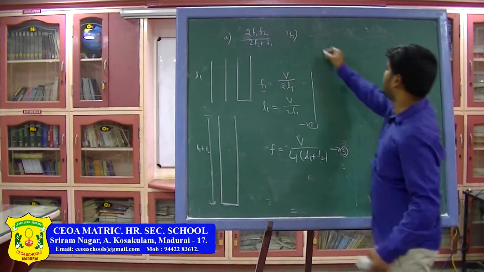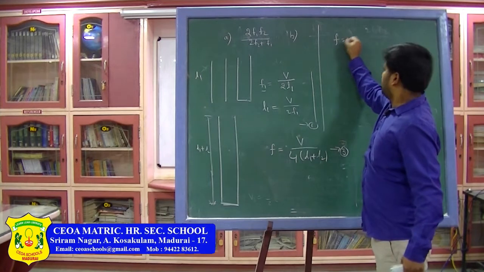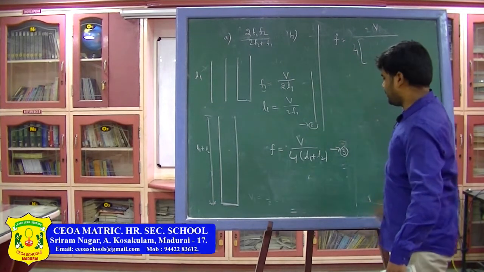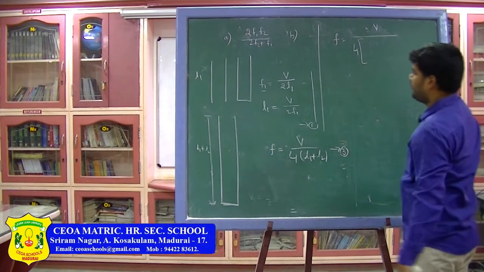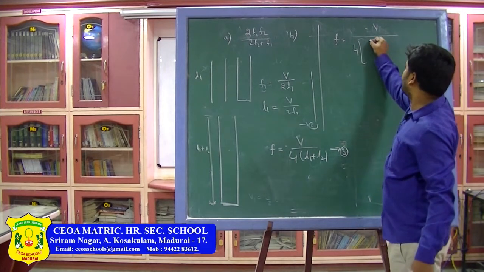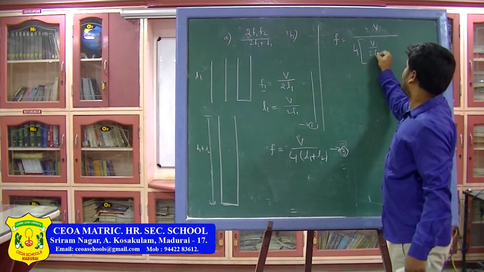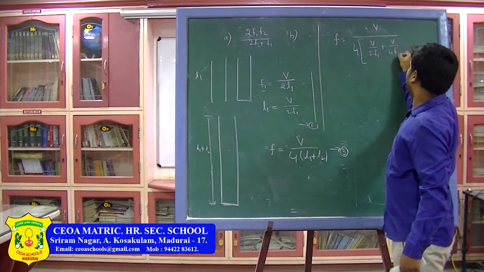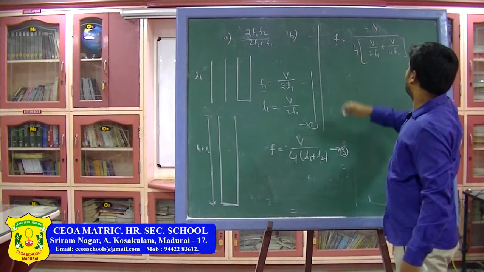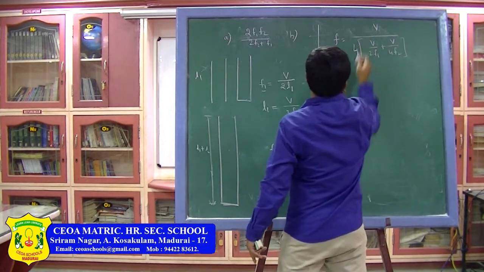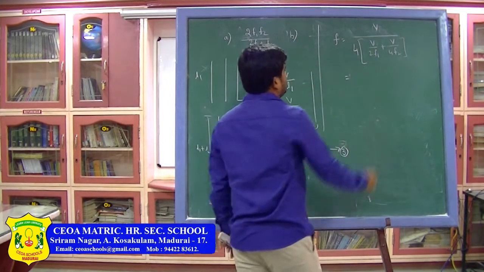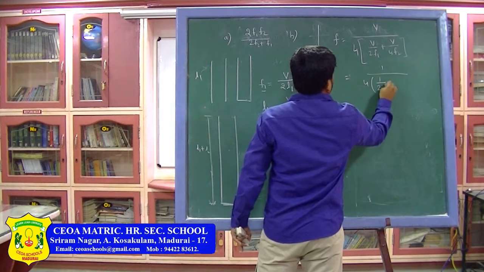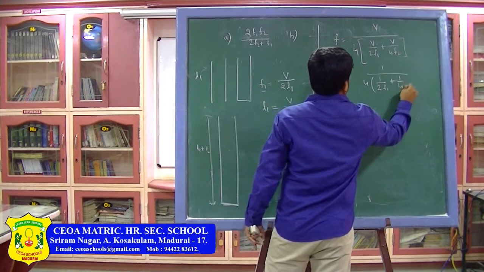Now, F is equal to V divided by 4 into L1 plus L2. Where L1 value is V by 2F1, plus L2 value V by 4F2. Now, taking this V common, you can cancel it. So, 1 divided by 4 into 1 by 2F1 plus 1 by 4F2.